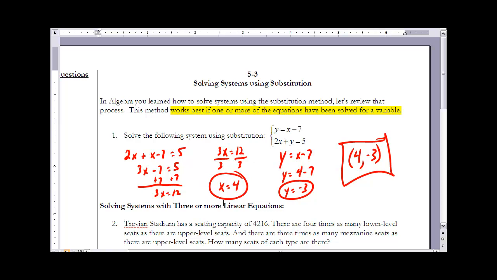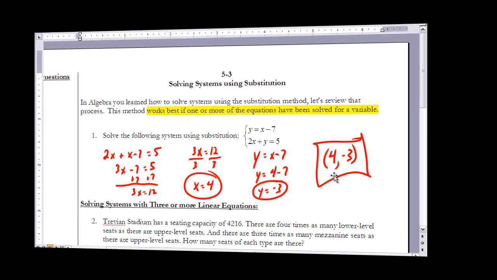Once I've figured out what x is, now my goal is to find the one point that is the solution to those two lines, or the intersection of those two lines, if you think about it graphically. So I'm going to take my x value and plug it into y equals x minus 7 to find my y value. I do that to get y equals negative 3. Therefore, the point that they share, the solution set to that system, is the point (4, negative 3).